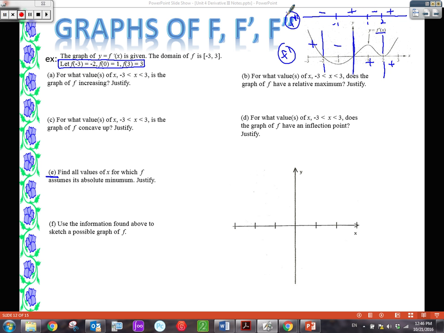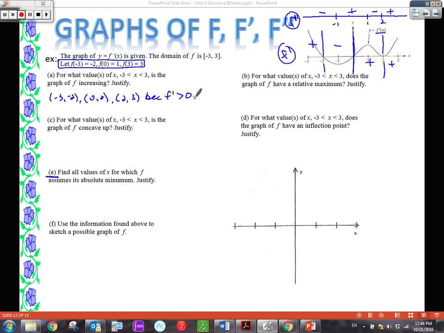All right, so the first derivative is positive between -3 and -2, and 0 and 2, and 2 to 3, because f prime is greater than 0. Regular old justification like we normally do. Okay, let's look at B.